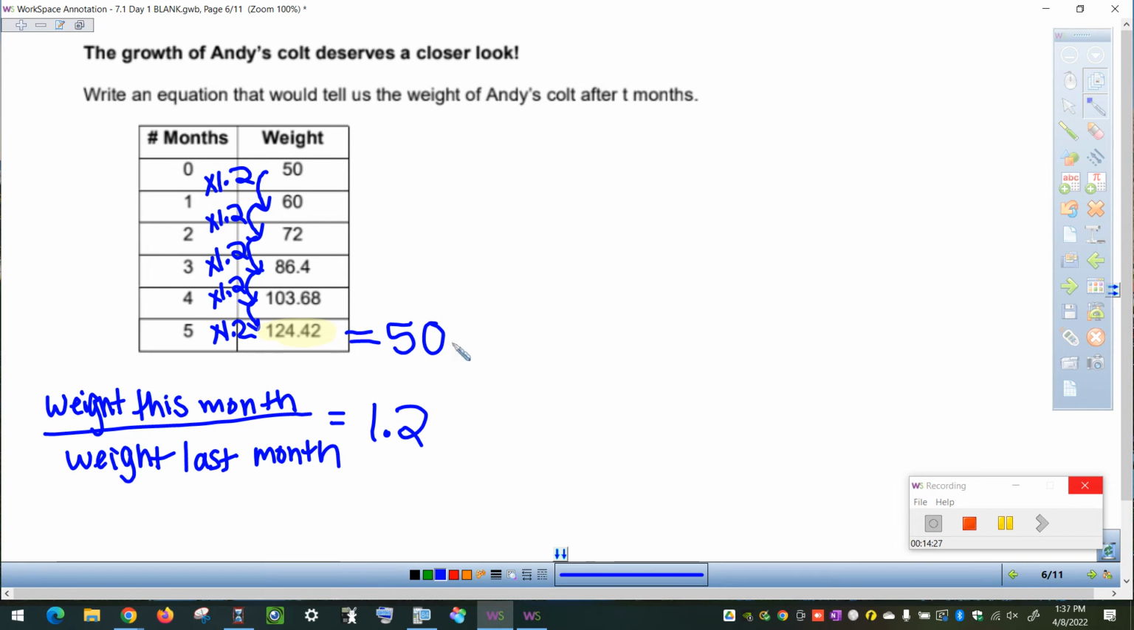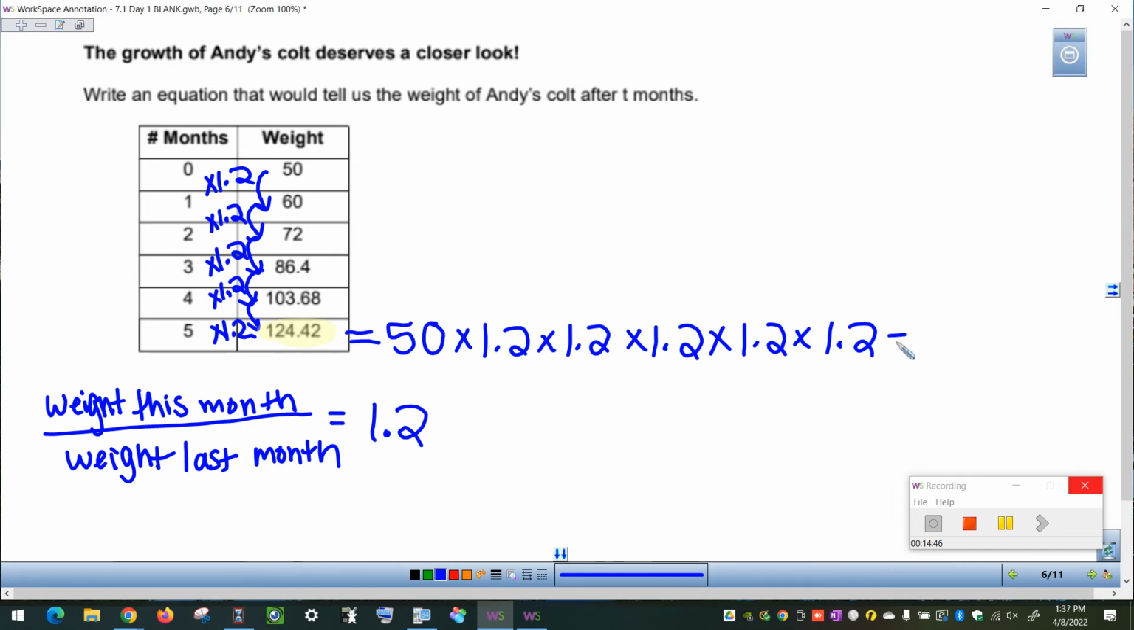So off to the side here, we could have actually written this a different way. So let's think about starting with 50. And here I'm just going to show if we multiply by 1.2 5 times, we get 124.42. You can check that on your calculator. That should equal that weight. Now here's my question for you, because that's kind of a long thing to write out. Is there any shorter way or another notation that we could have used there?